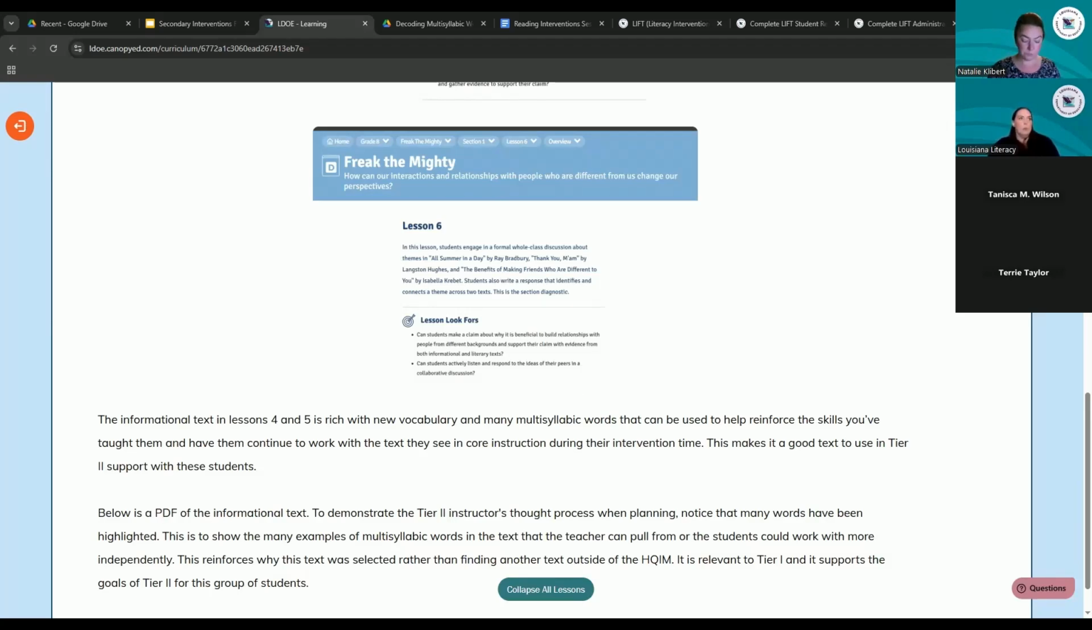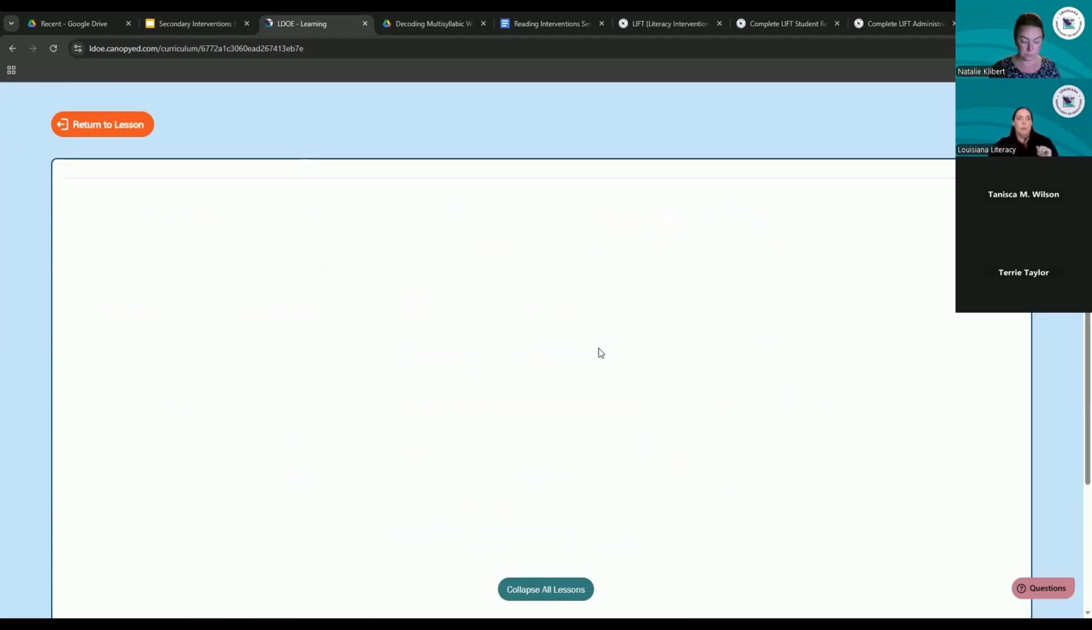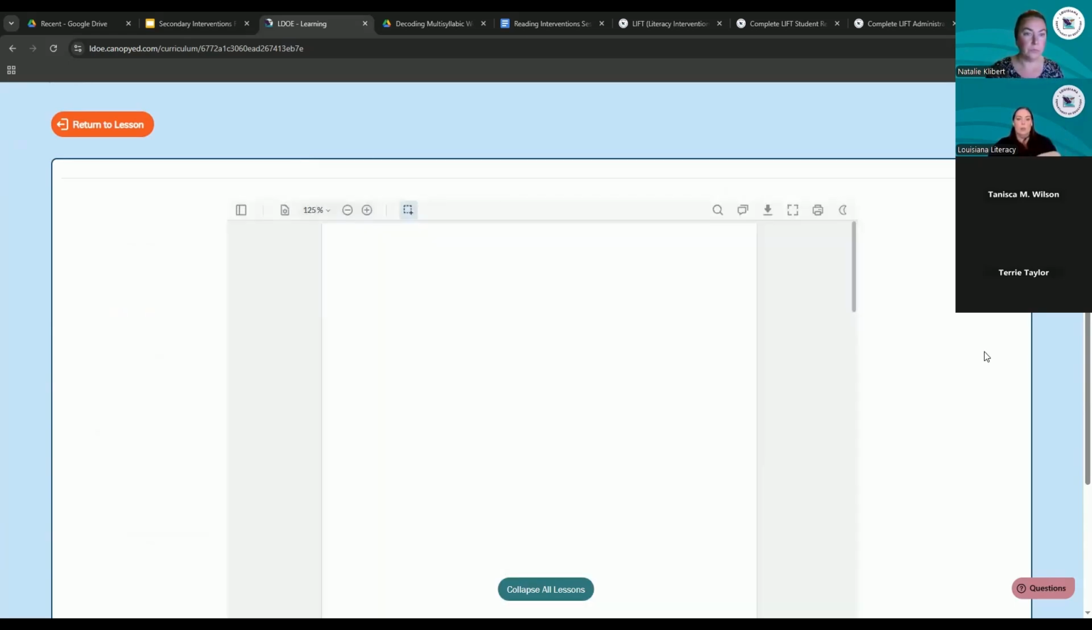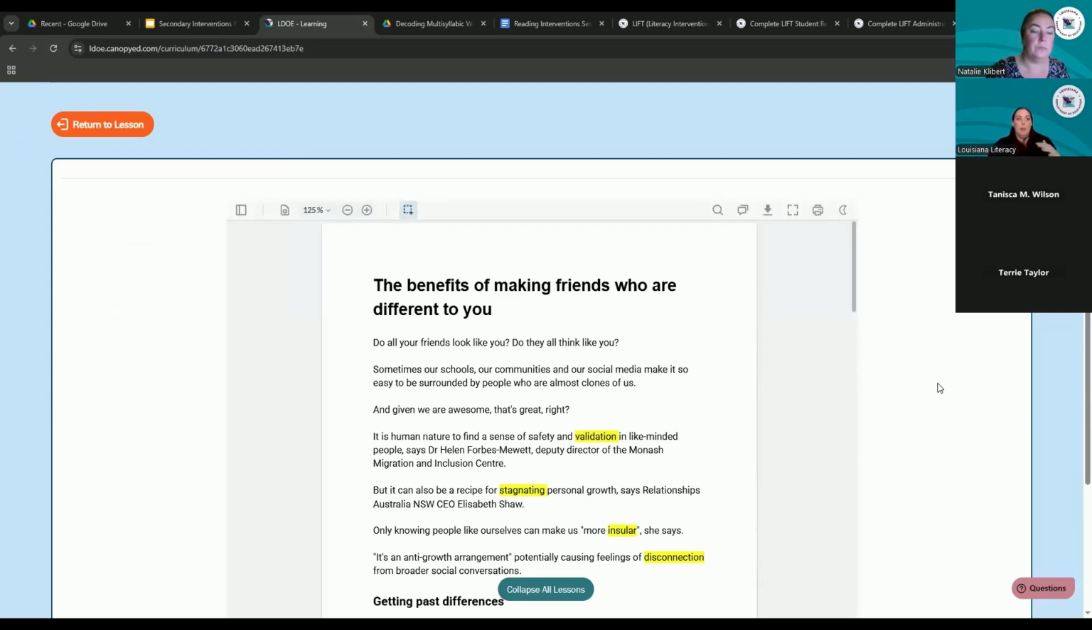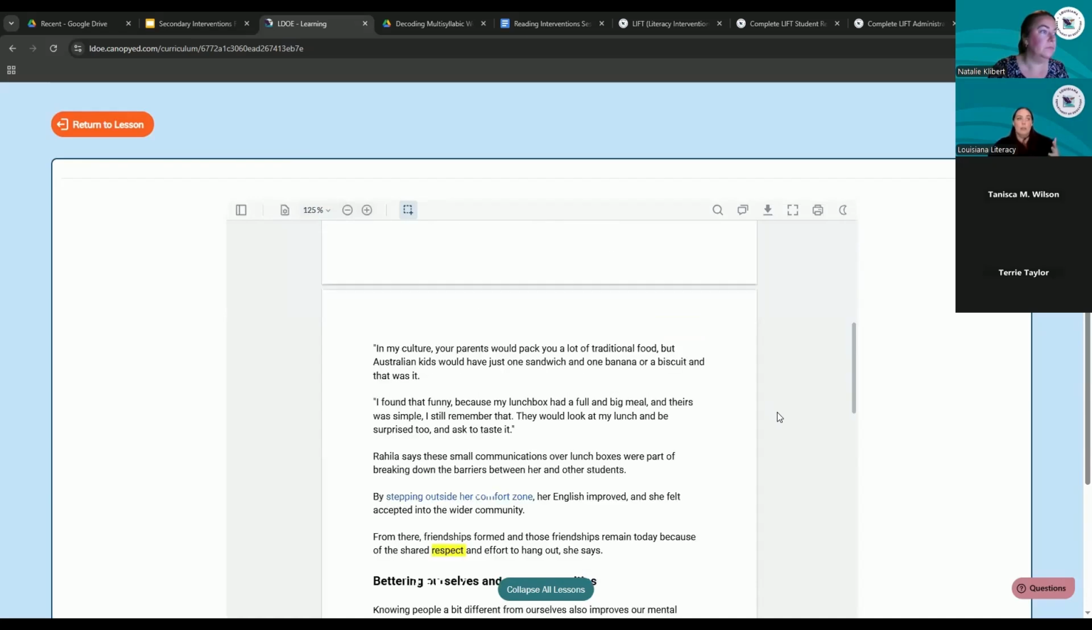So if you go to the next part in Canopy, there's a PDF, and if you have the breakout room handout, it should be linked in there as well. It's a PDF to the article from the HQIM, and it's just there to show you that as a teacher, I went through and identified by highlighting a bunch of the different potential multisyllabic words that I knew I could use in tier 2 instruction.